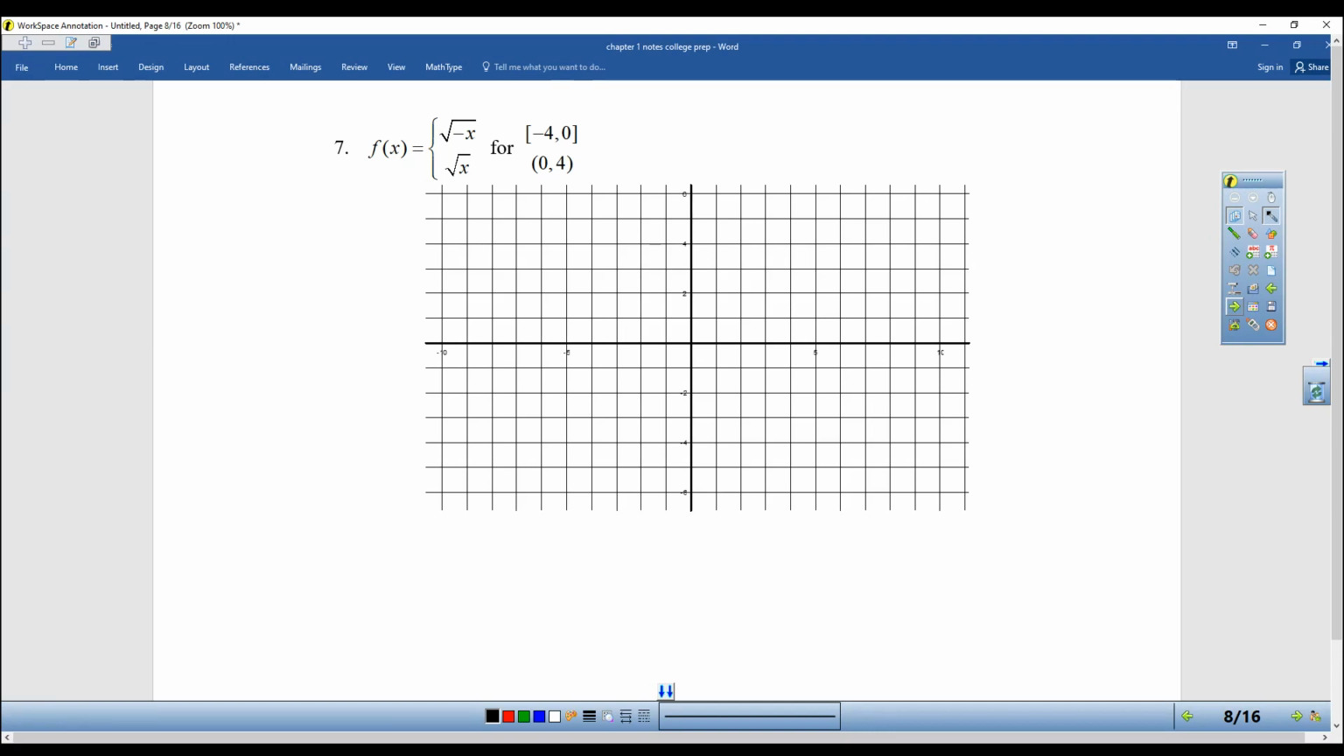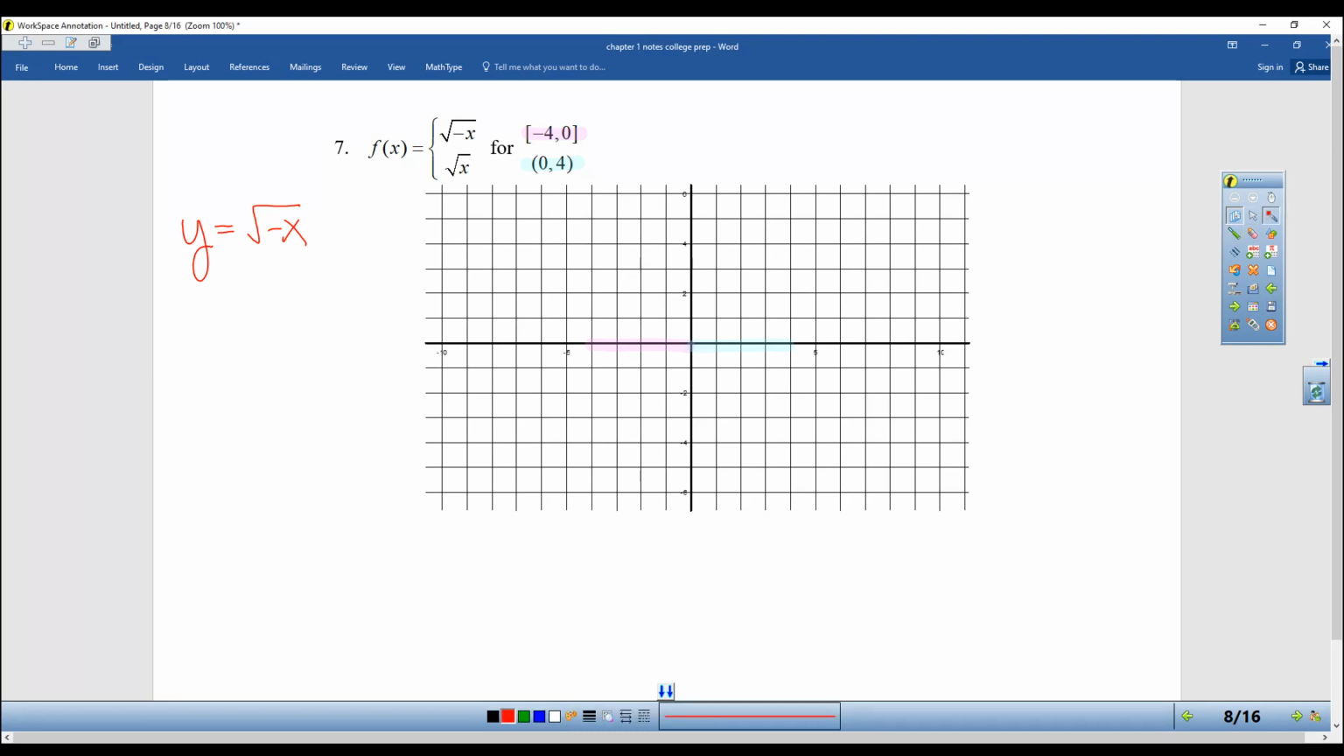Halfway done. Number 7, we have two square root functions. So I'm going to start with y is equal to square root of negative x. And I'm going to make this graph, I'll use my highlighter method one more time, from negative 4 to 0. And then I'm going to do from 0 to 4, this graph. So the graph's only going to take up this section.